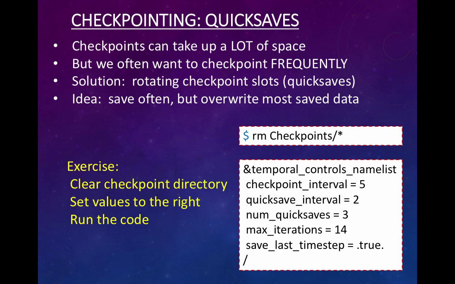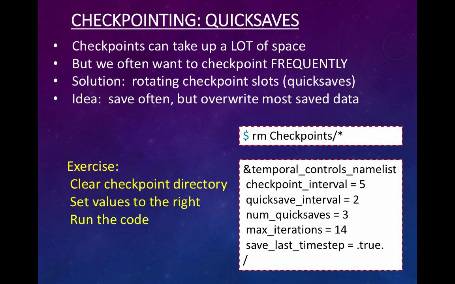So what we use in Rayleigh are what I call quick saves. And these are basically rotating checkpoint slots. So you might have 3, 4, 5 slots, and with a very high cadence, you're writing checkpoints to these slots over and over and over and over. So let's try implementing this quick save functionality here.